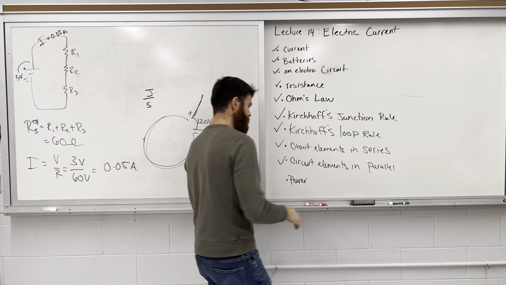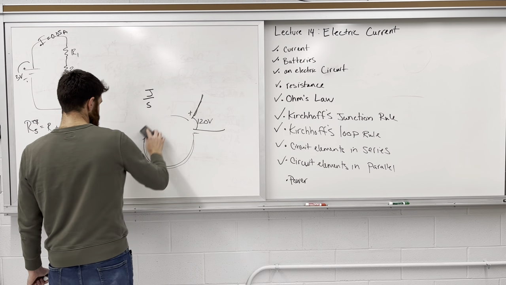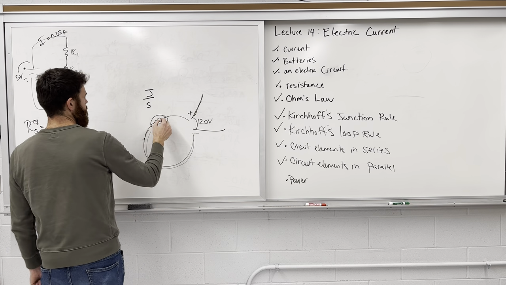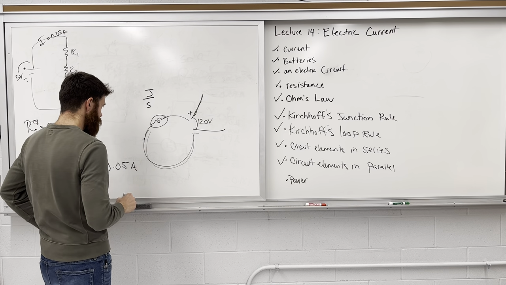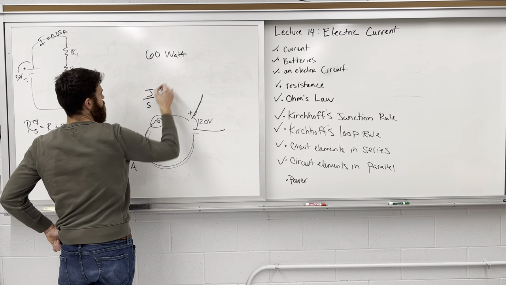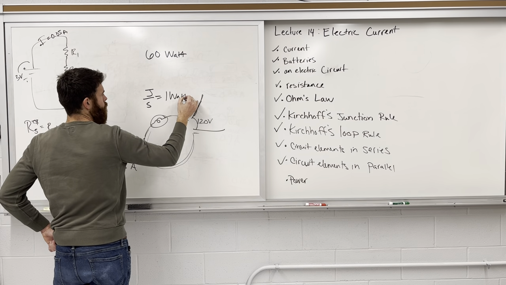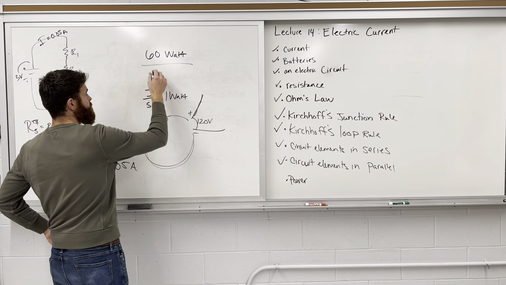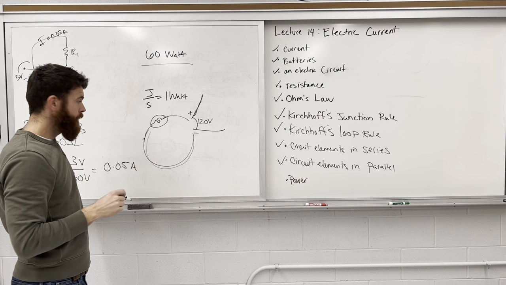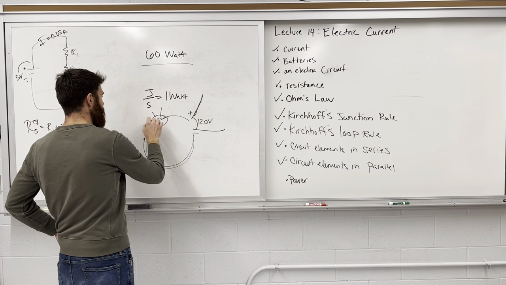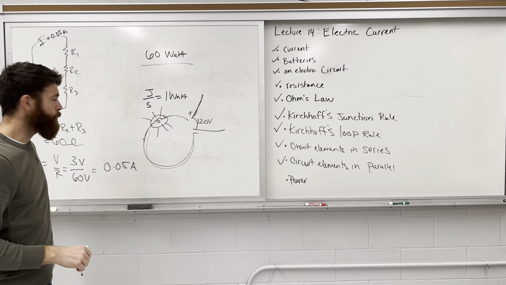Now, different elements hold different amounts of power. So let's say you have a light bulb. A light bulb usually looks like this. That's the symbol for a light bulb. Light bulbs have different power ratings, right? You can have a 60 watt light bulb. And if you remember, a joule per second is 1 watt. So a 60 watt light bulb uses 60 joules of energy every second. As the electricity flows through here, it's dissipating through light and heat 60 joules every second.